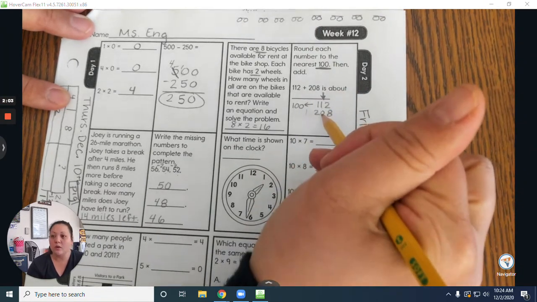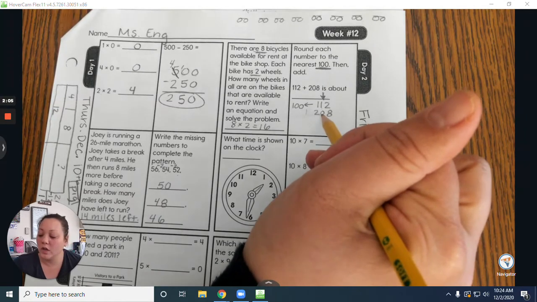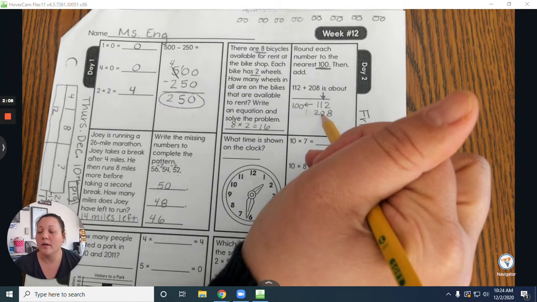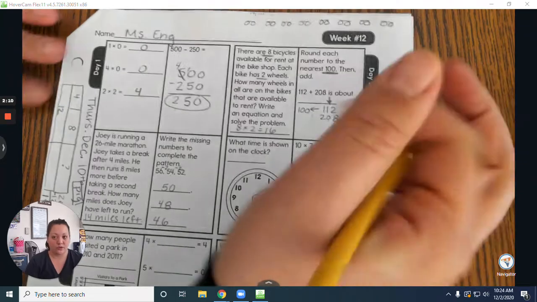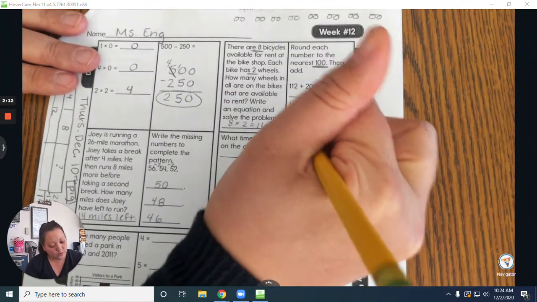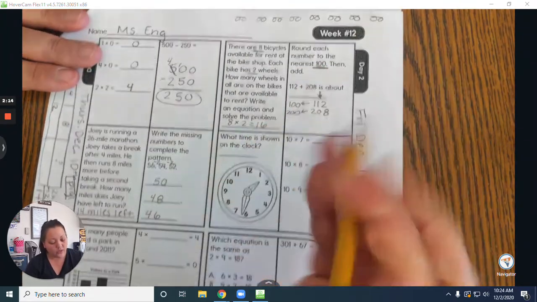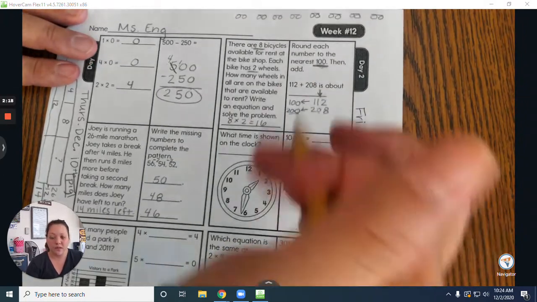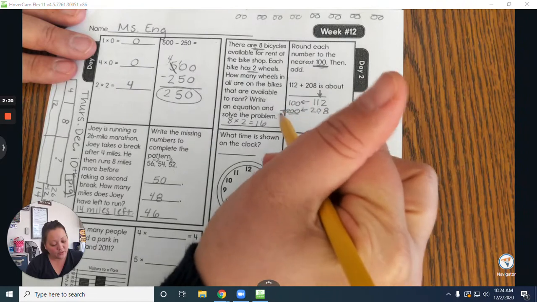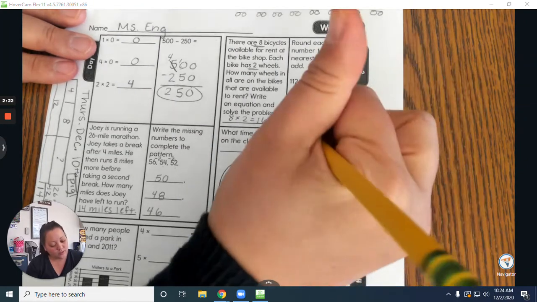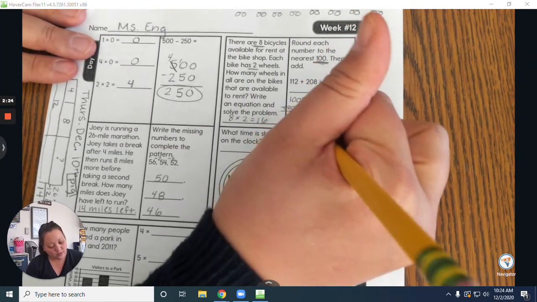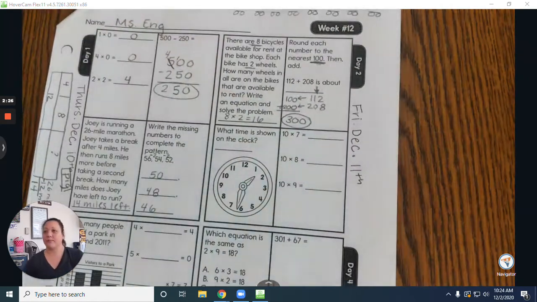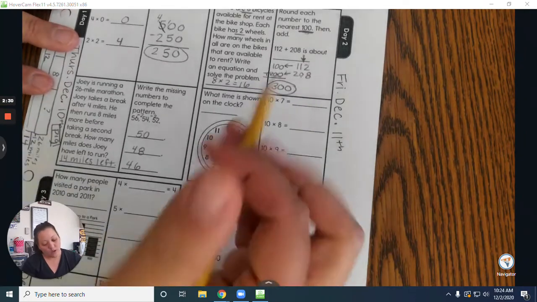208, okay, is 0 above or below 5? Hopefully you know it's below. So it's going to round down to 200. Again, 2 zeros. We're rounding to the hundreds, the 2 zeros right there. Now if we add these two together, 100 plus 200, this is going to be about 300. So hopefully you got that.